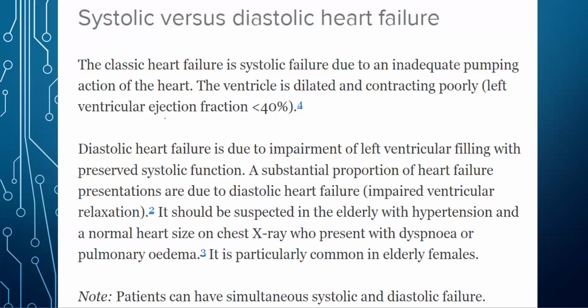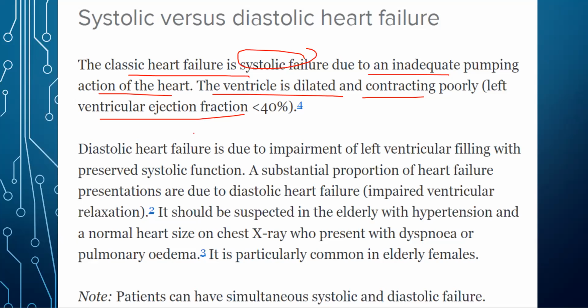Now we know about the sign and symptom of heart failure. We know about the type of heart failure. Now, which one is more common, systolic or diastolic? Systolic is more common. The classic heart failure is systolic failure due to inadequate pumping of the heart. In this case, the ventricle will be dilated because the ventricle is not pumping blood and will contract poorly, which will cause ejection fraction less than 40%. Even less than 45% becomes heart failure.